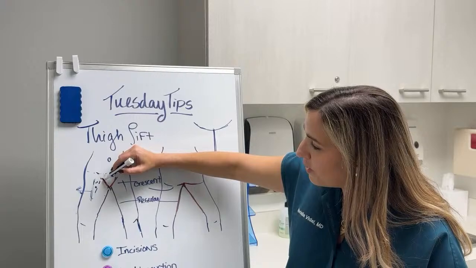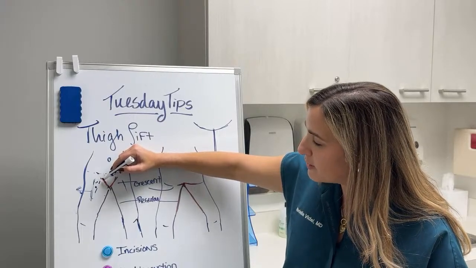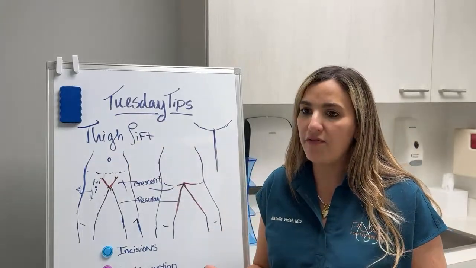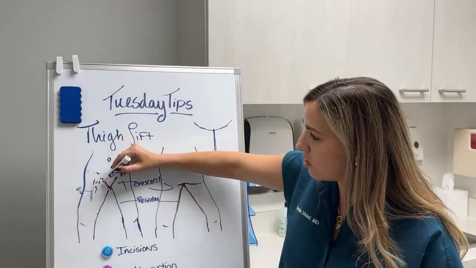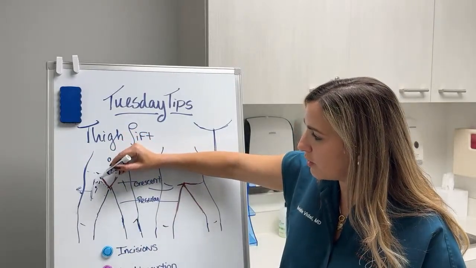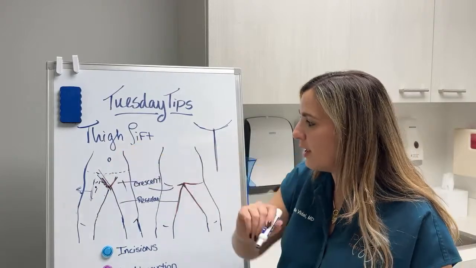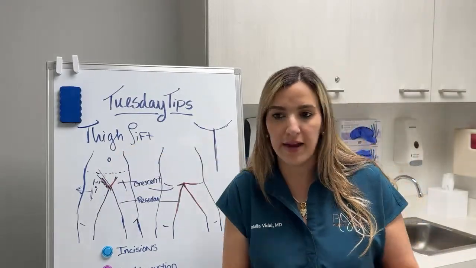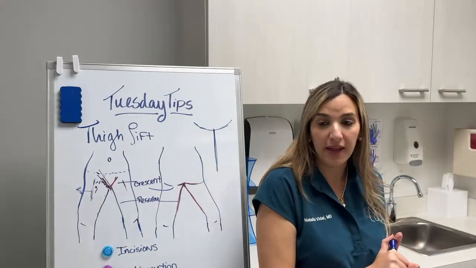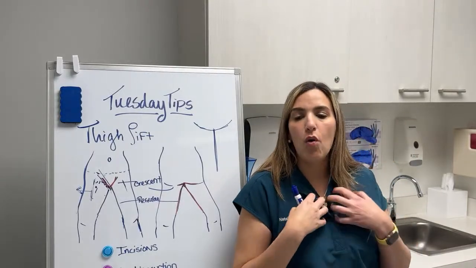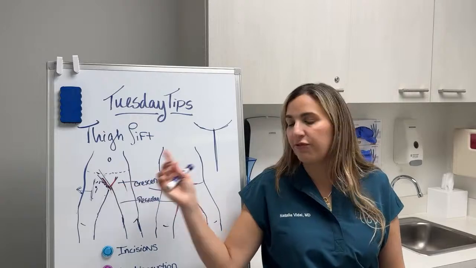But what does it mean that it migrates? With time, gravity, and tension, this scar then ends up down here. So when you put on your bathing suit, you can see the scar below the line of the bathing suit. Okay, how do I prevent this from happening?